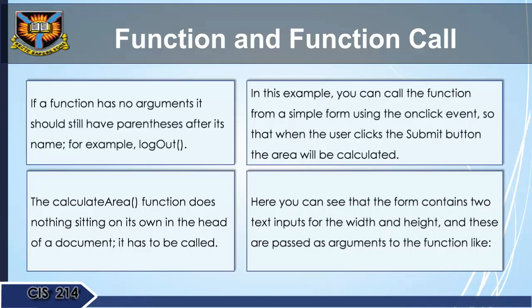For example, logout. The calculate area function does nothing sitting on its own in the head of a document. It has to be called. In this example, you can call the function from a simple form using the onClick event so that when the user clicks the submit button, the area will be calculated. Here you can see that the form contains two text inputs for the width and height, and these are passed as arguments to the function.